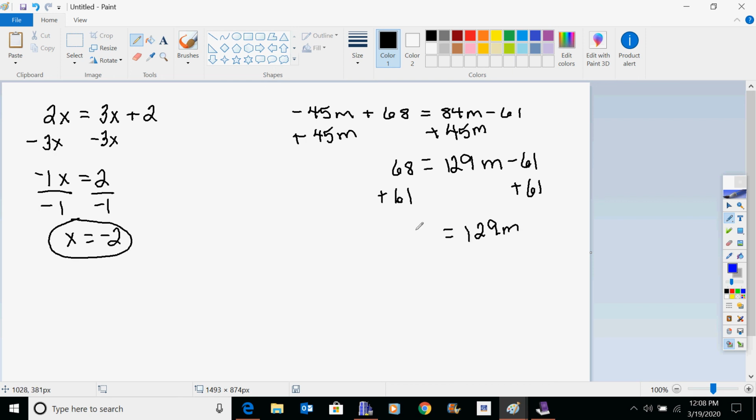129m equals 129. Aha, now it's starting to get easier. Just in case you were afraid, thinking ahead, going, oh my gosh, I have to divide by 129. You do, but you're only having to divide 129 by 129, and we know that anything divided by itself gives you 1. So that's the ending of that.